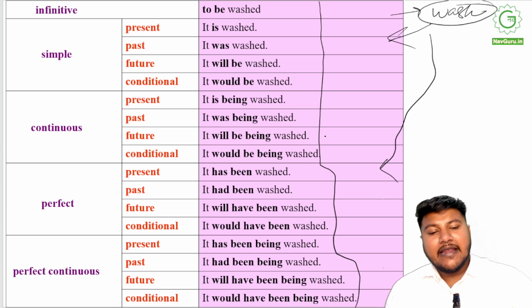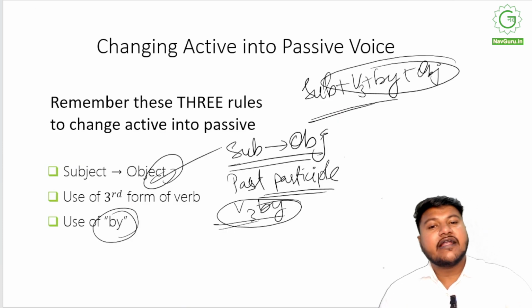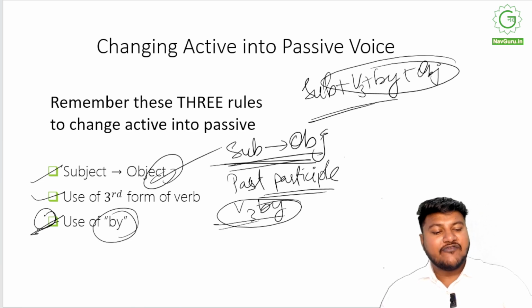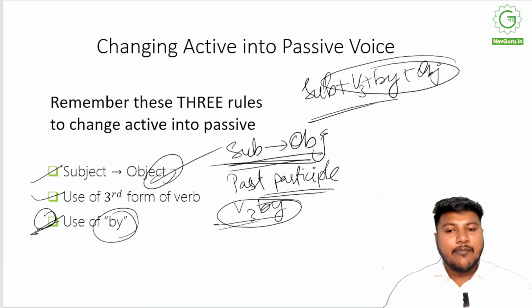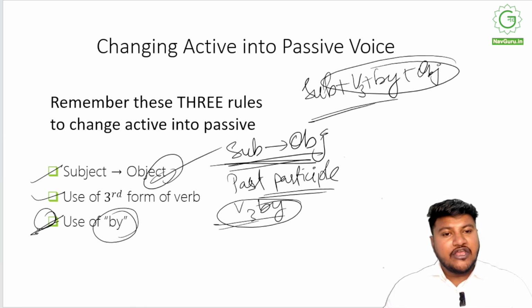But again, and I cannot emphasize it enough, there is one short way of changing active voice into passive voice, right? Always remember it. Subject turns to object. Use the third form of the verb, and always use by immediately after using the third form of the verb. If you remember these three rules, children, I assure you, you'll always be able to change active voices into passive voices.